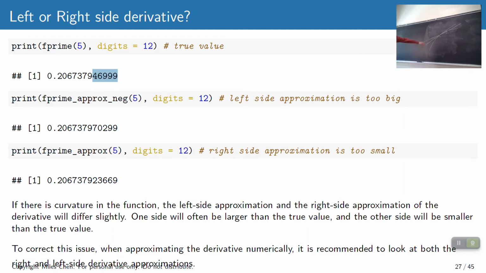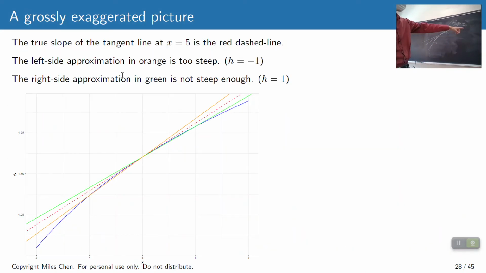We can see this slope is less steep, right? And if I come over here, and I have x minus h, and I say, what's the slope here? Okay, this one is a little bit more steep. And this value is the true slope, right? If you can see what's happening there. I've illustrated that on this slide. This is, again, extremely exaggerated.